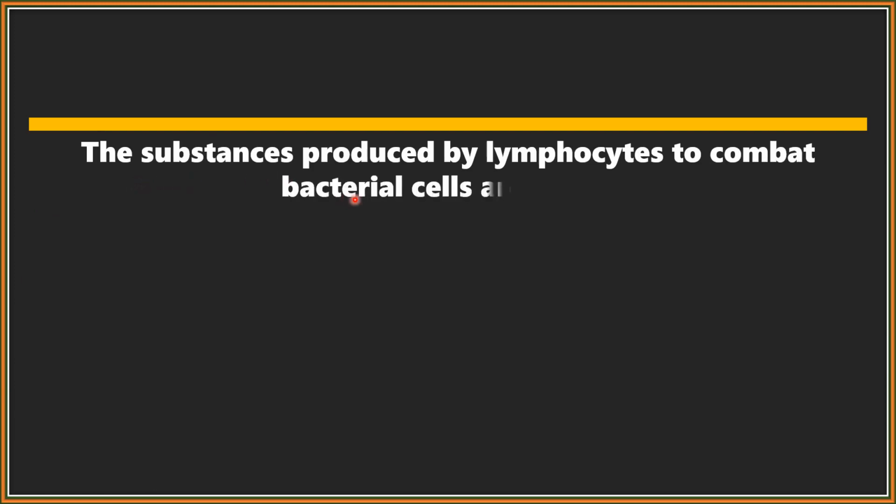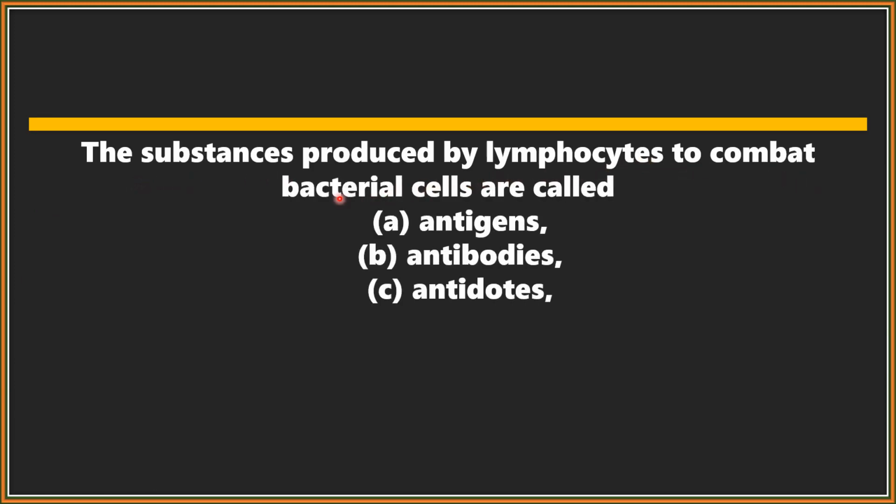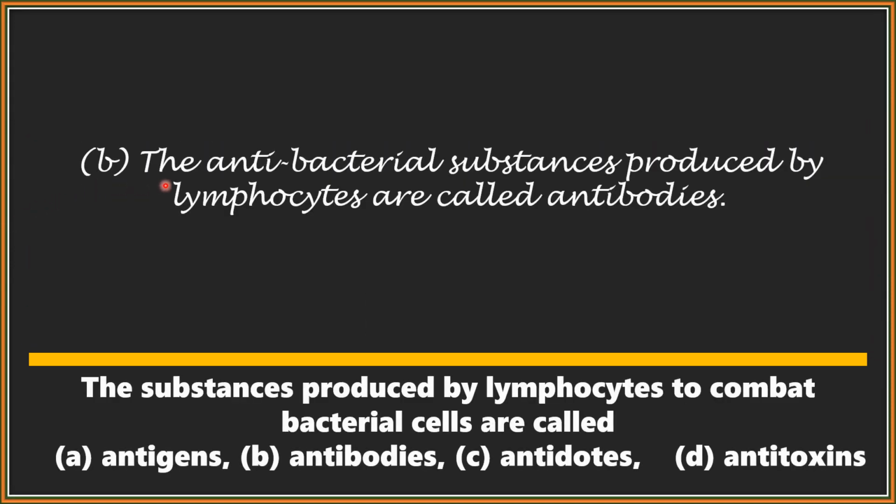The substances produced by lymphocytes to combat bacterial cells are called antigens, antibodies, antidotes, or toxins. The antibacterial substances produced by lymphocytes are called antibodies.